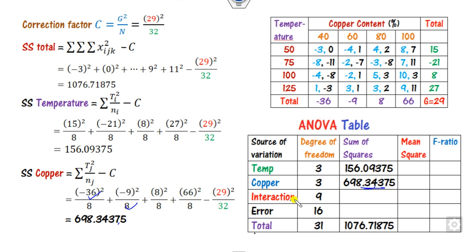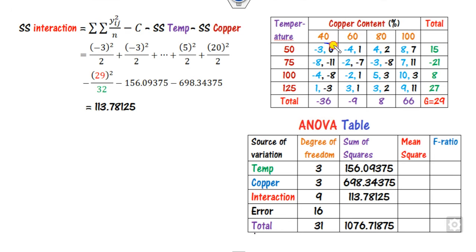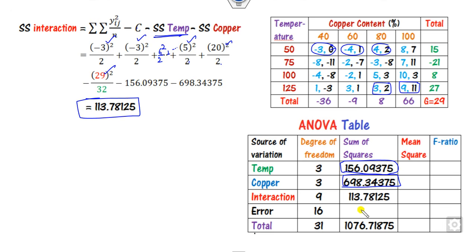How do you find the interactions? Now you will get the sum of these elements. You can get it using this formula. You can get the total of this. What is the total of this? You can see the total of this is minus 3. What is the total of this? Again minus 3. Now 6 squared. How many elements are there? 2, and so on. The last number is 5 squared. Total 2 elements. Total is 20. 2 elements minus C. This SS temperature we already computed. SS copper we already computed. After the calculation you will get this number.